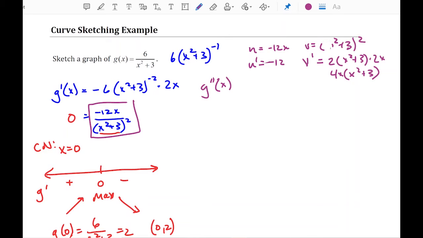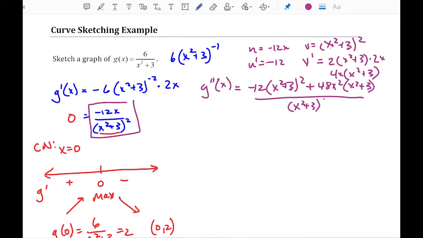Often multiplying out binomials creates some inefficiencies in problems. We'll see how that's the case in just a second. So we'll set this up, u prime v, so negative 12 times (x squared plus 3) squared, minus u times v prime, so minus negative 12 is going to be plus 12x times 4x is 48x squared times (x squared plus 3). Divided by, we want to square v, so (x squared plus 3) cubed.